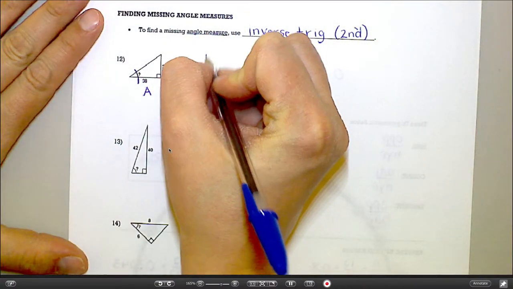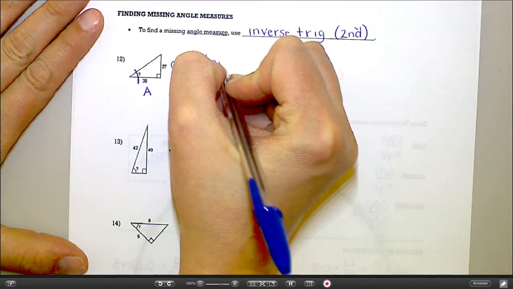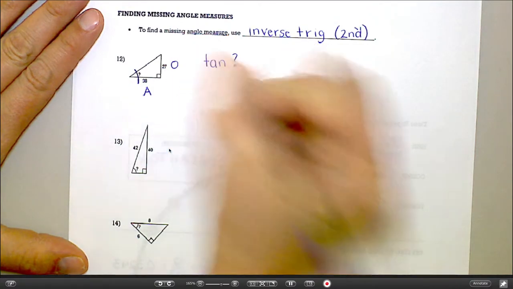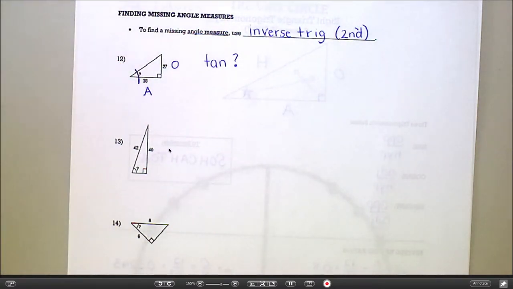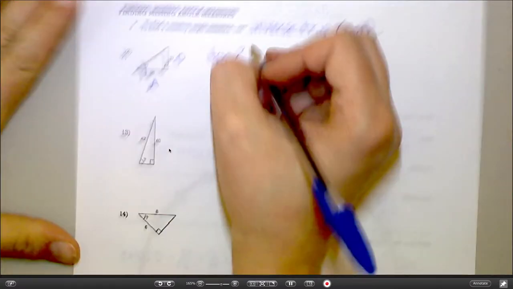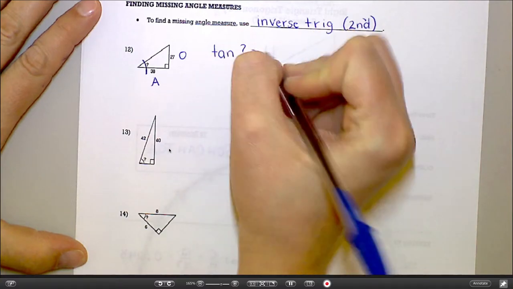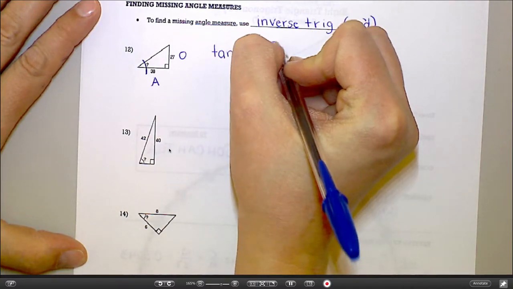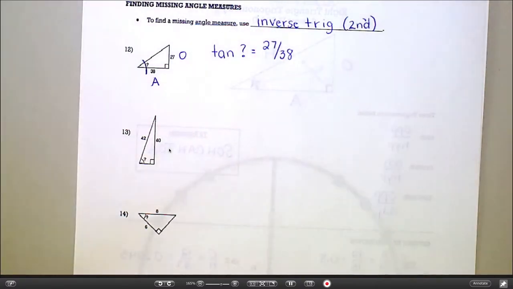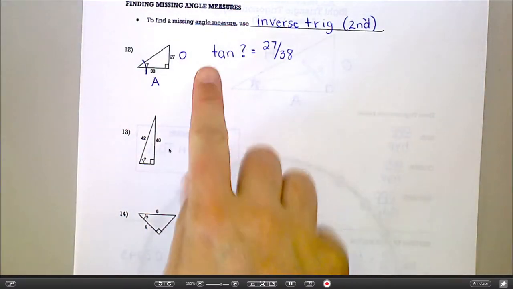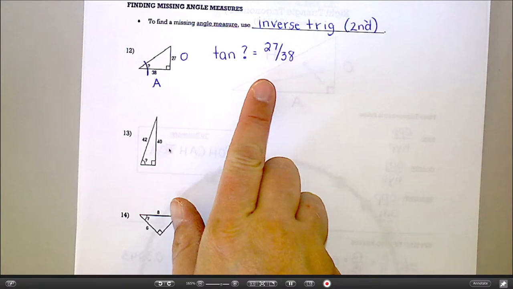So I know that tangent of my mystery angle, and I could use an X or something more official there, but they used a question mark, is equal to 27 over 38, right? I'm not going to bother putting that in a decimal yet, I really don't need to here. I just know that tangent of my mystery angle is equal to 27 over 38.